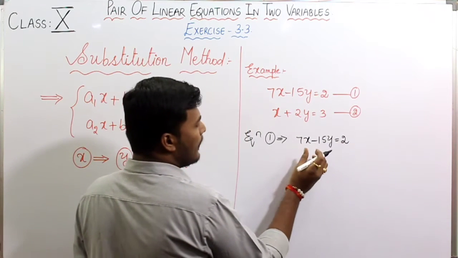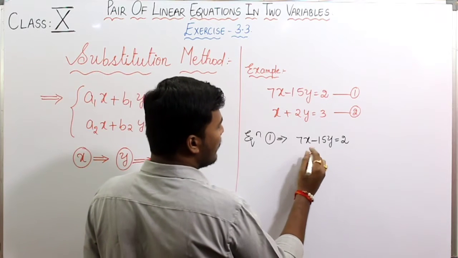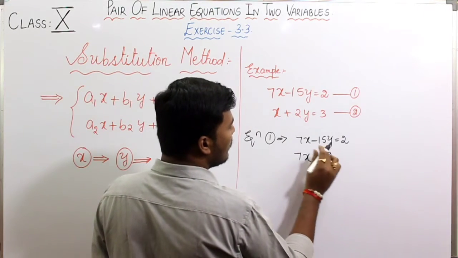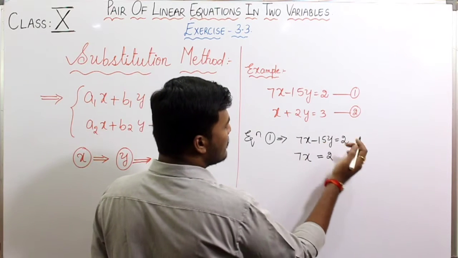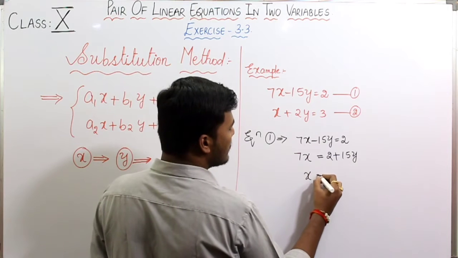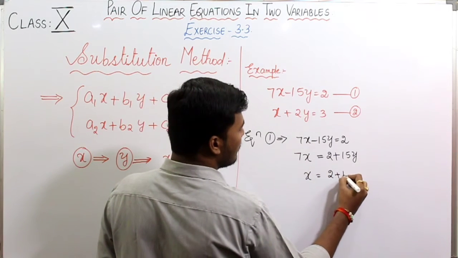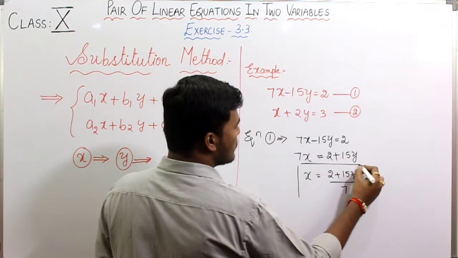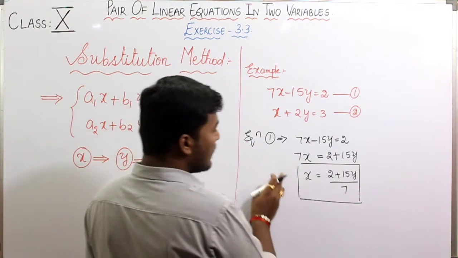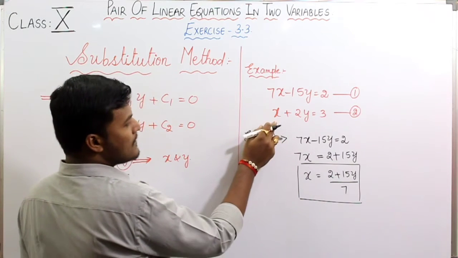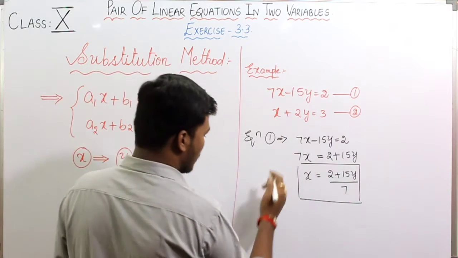Get the value of either x or y. Then it will become 7x is equal to 2, and this minus 15y I am shifting to that side, it will become plus 15y. From that, x will be equal to (2 plus 15y) by 7. So we got this as the x value. This we got from the first equation.